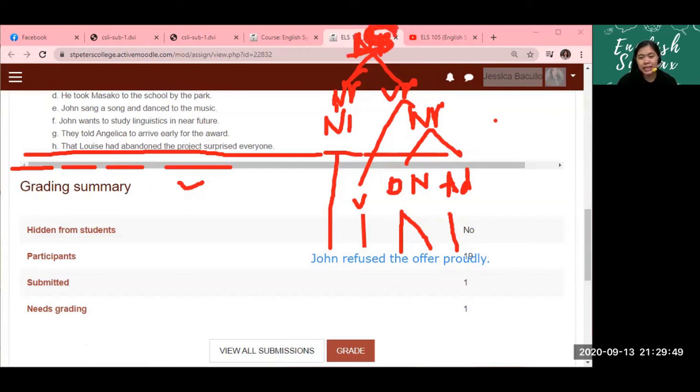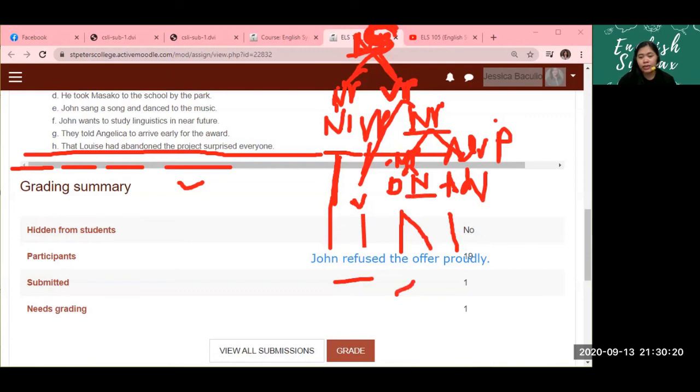Just the sentence. Okay, so in the sentence we have the NP or the noun, which is John. We also have on the other side the VP, which constitutes the verb refused, and together with the VP is also the NP on the other side, which constitutes the NP and the ADVP. The NP is first divided into the determiner and the noun offer. Then on the other side we have the adverbial phrase, which has the adverb proudly. Okay, so I hope that's clear.